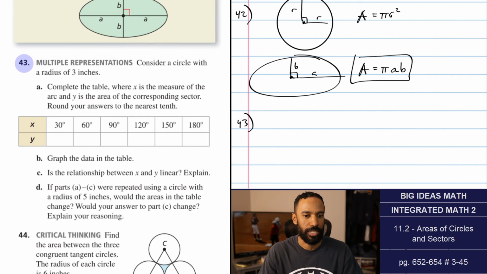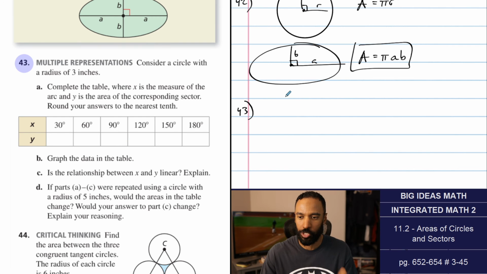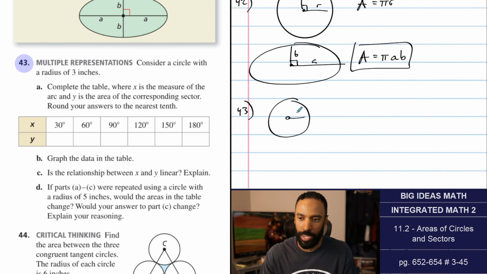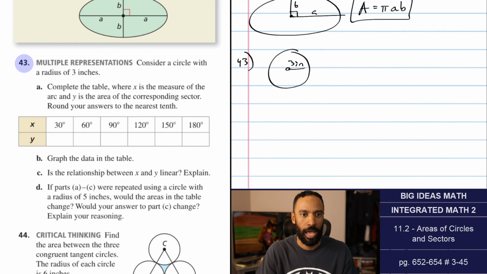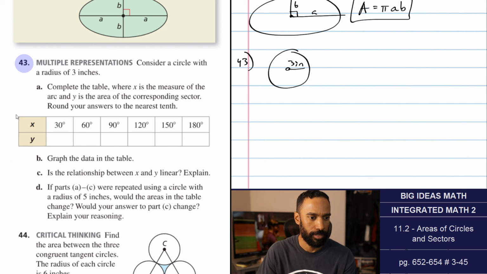Number 43. Multiple representations. Consider a circle with a radius of 3 inches. Complete the table where x is the measure of the arc and y is the area of the corresponding sector. Round your answer to the nearest tenth. What's nice here is we can just build that relationship once we find one of them. So you have a circle. Radius is 3. Okay, so I'm going to copy and paste that table.